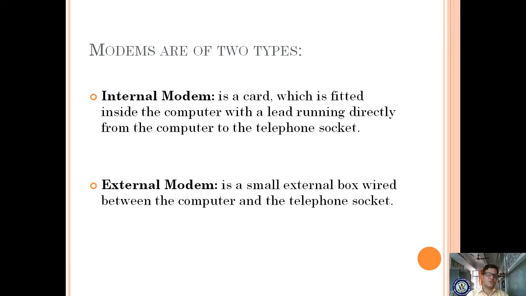Modems are of two types. Let us see what the modem types are: internal modem and external modem. Let us see what an internal modem is. An internal modem is a card which is fitted inside the computer, with a line running directly from the computer to the telephone socket. So it consists of just a socket, like a USB port or some port. An external modem is a small external box wired between the computer and telephone socket.